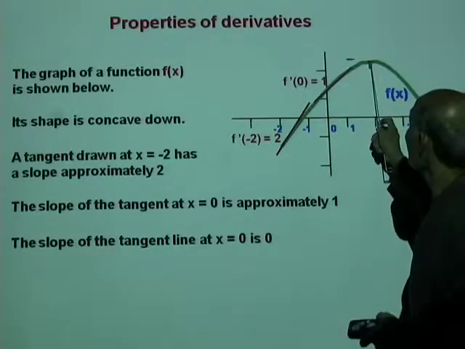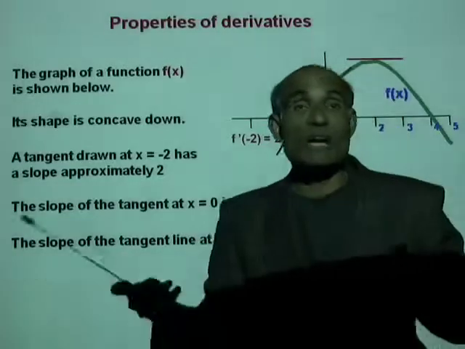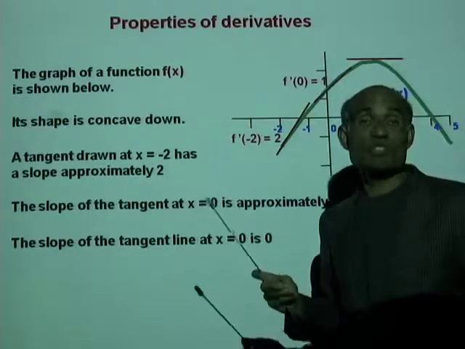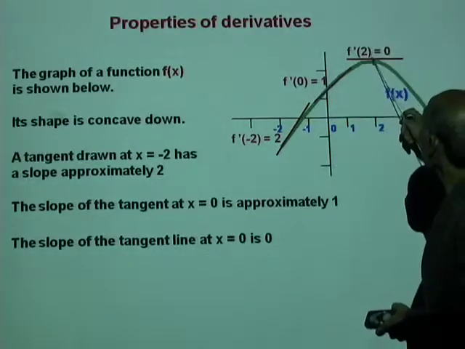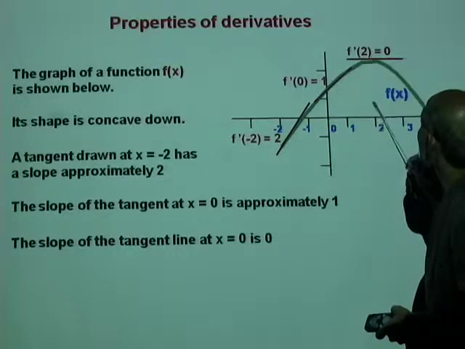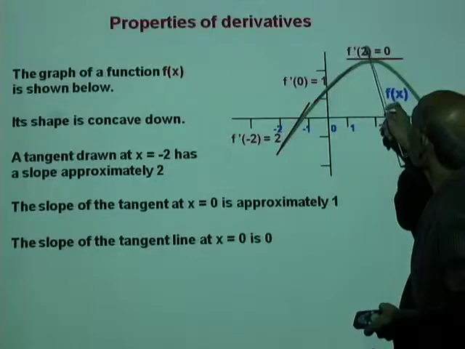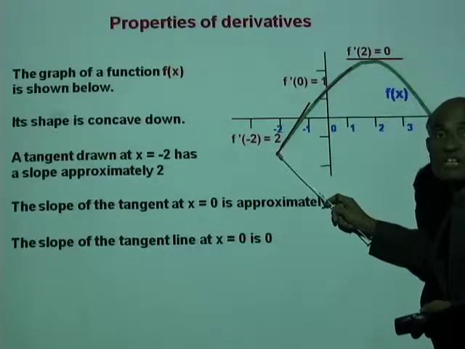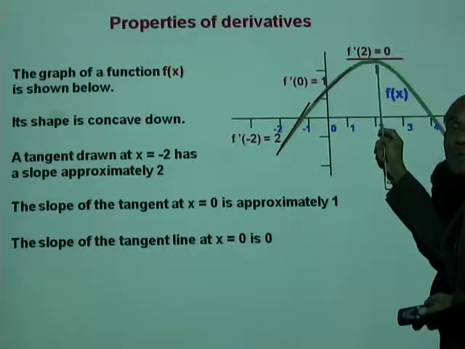Alright, let's find the derivative, the slope of the tangent line at x equal to 2. Let's draw a tangent line at x equal to 2. You see, it's a horizontal line. What is the slope of that line? The slope of that line is 0. So we say f prime of 2, that is corresponding to x equal to 2. The derivative of the function at x equal to 2 is 0. So the derivative is steadily decreasing.